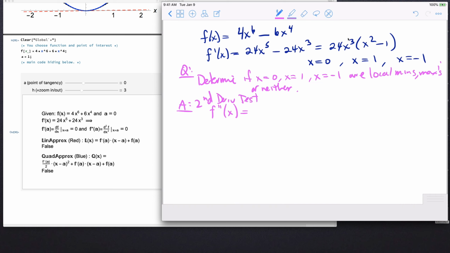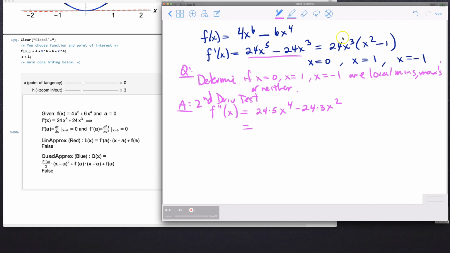Just have to compute one number if it's possible. So let's see, here's our first derivative. 24 times 5, I'm not sure what that is, but it's something x to the fourth, minus 24 times 3 x squared. I guess I need to use a calculator here.